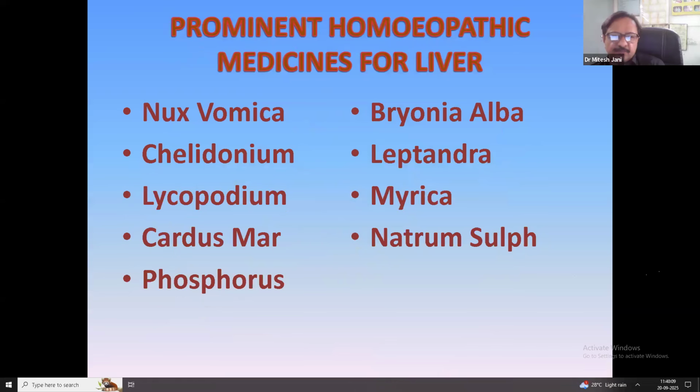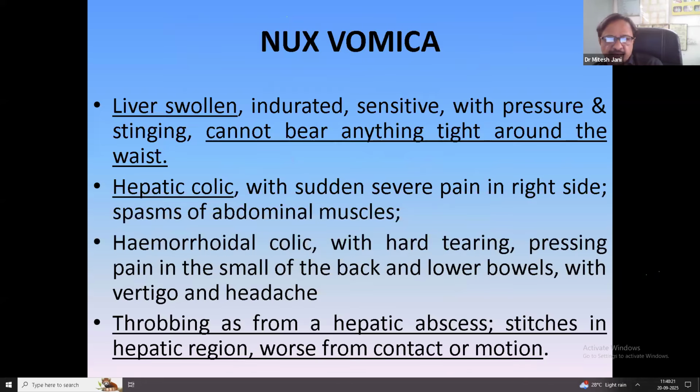Now about the medicine for the liver. Nux vomica, Chelidonium, Lycopodium, Carduus, Phosphorus, Bryonia, Leptandra, Myrica, Natrum sulph. Now, first about Nux vomica. What are the symptoms related to the liver that we found in Nux vomica?